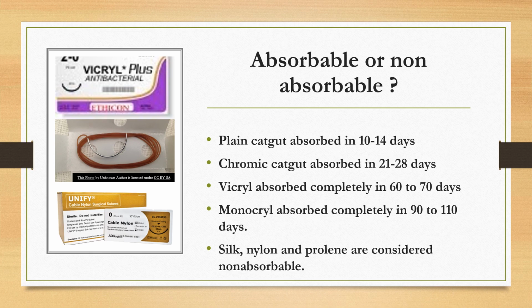Let's see the examples we have here. Plain gut is an absorbable one, and it is completely absorbed in 10 to 14 days. While chromic catgut, chromic is a dyed kind of gut, and they add some material to it, so it is absorbed in a longer time than plain gut.